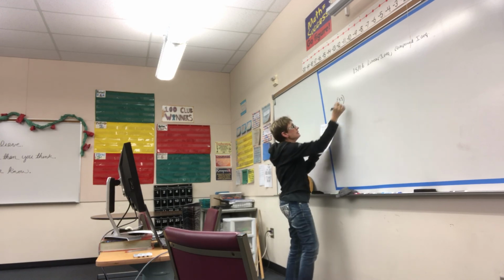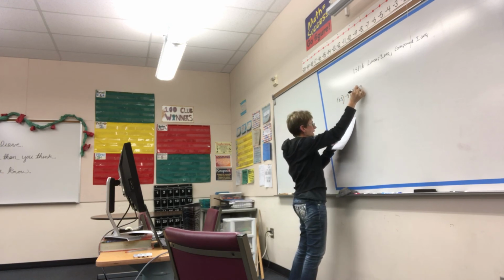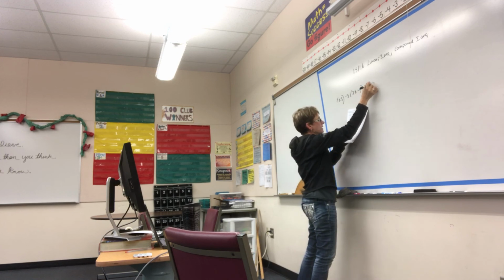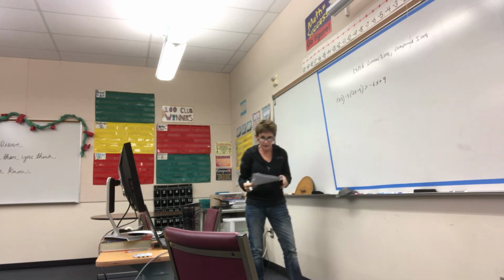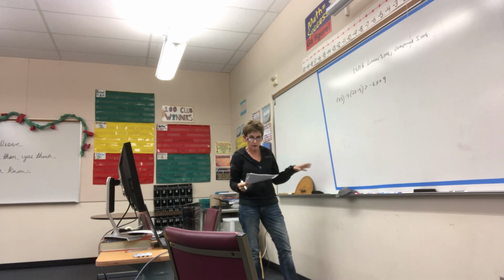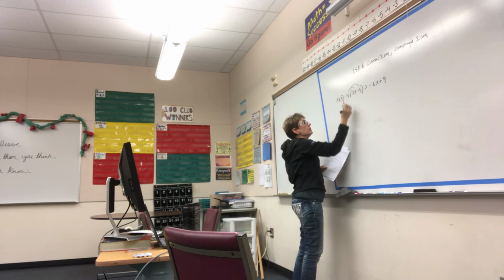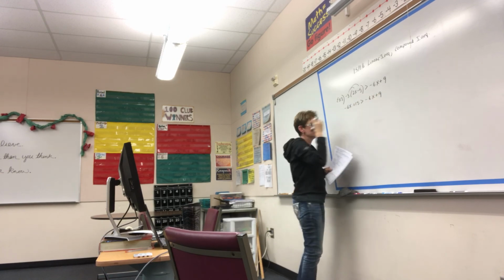Example 3 is negative 3 times the quantity 2x minus 5 in parentheses is greater than negative 6. So now this is going to review a little bit of our solving of equations. We do need to distribute here. So we're going to have negative 6x plus 15 is greater than negative 6x plus 9.